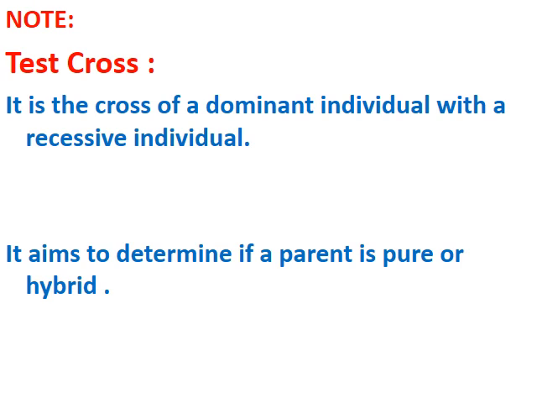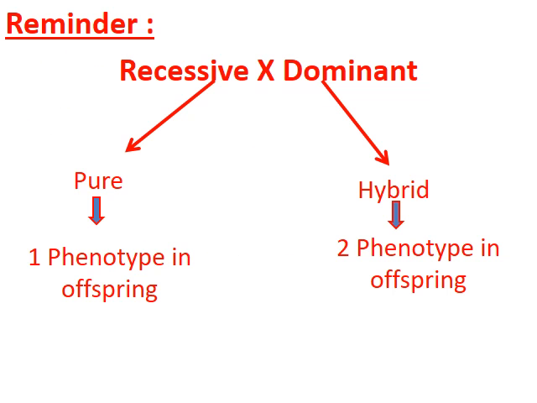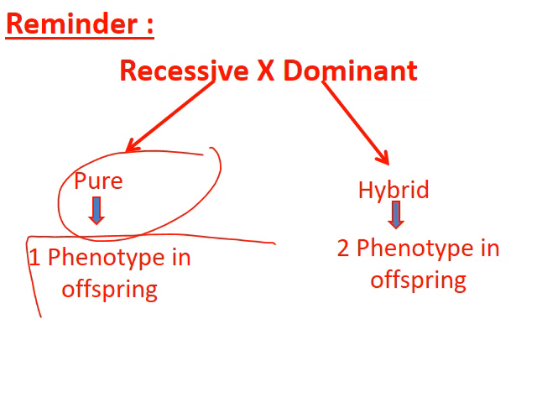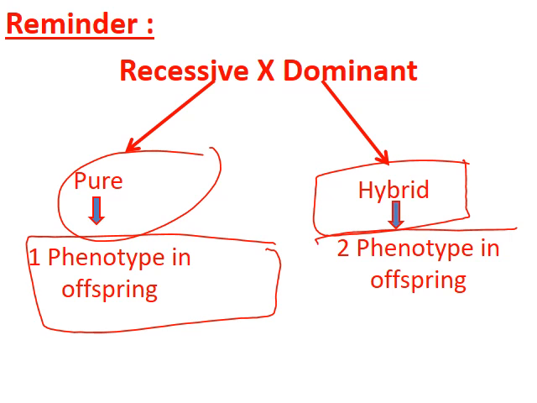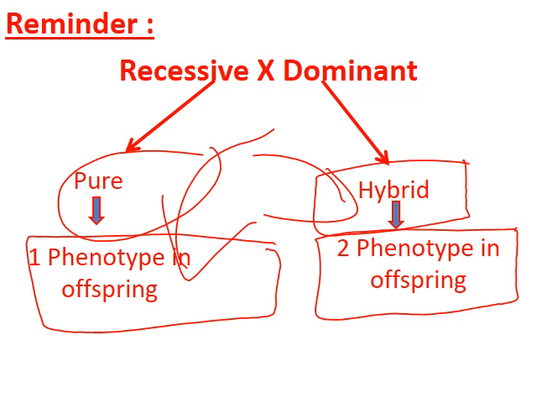Test cross. A test cross is the cross of a dominant individual with a recessive individual. It aims to determine if a parent is pure or hybrid. Pay attention to this cross. You are going to have such a question in the exam. Reminder: if the dominant parent is pure, we have only one phenotype in the offspring. If it is hybrid, we have two phenotypes in the offspring. Okay, pay attention to these notes. These notes are very important for you.